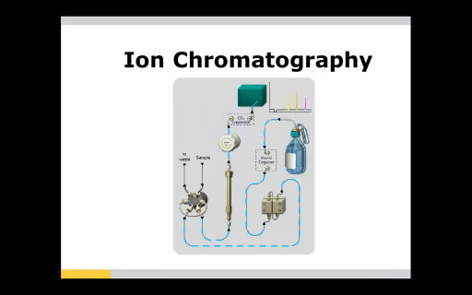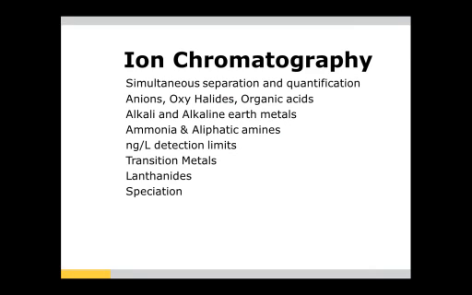There has been a lot of development in the miniaturization of the instrumentation, starting from several intelligent components like the intelligent pump, intelligent column, and intelligent detector, everything put together. Column dimensions have also developed, from a 4 mm column to a 2 mm column. All this development on the instrumentation side has really expanded the applications of IC as an analytical technique, which is widely used for anions, oxyhalides, organic acids, and alkali and alkaline earth metal applications, and it offers nanogram per liter detection limits.